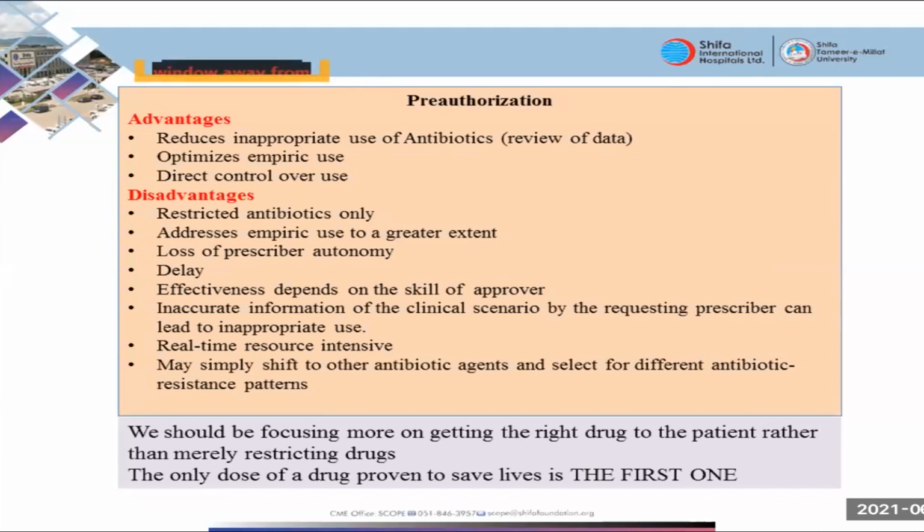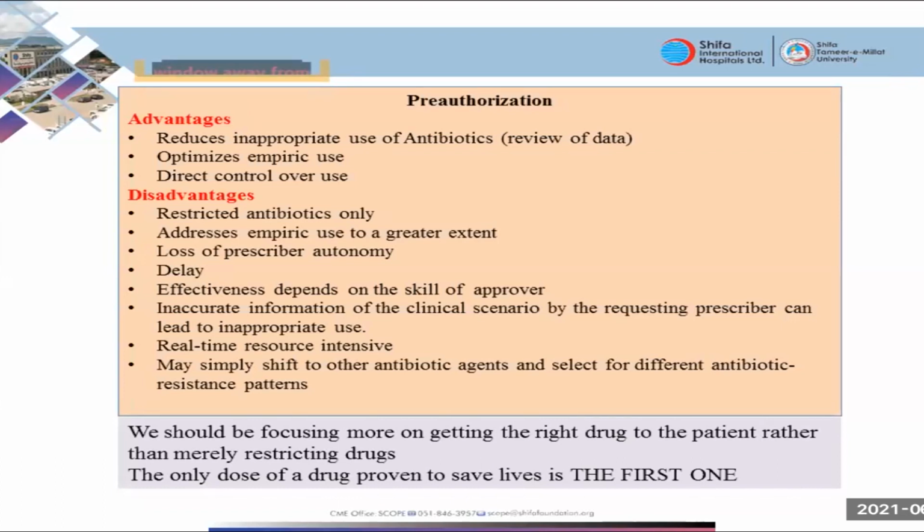the autonomy. However, it mainly targets the empiric use of antimicrobials to a greater extent, and that too of the restricted antibiotics. You cannot simply control or monitor the use of all the antimicrobials in a tertiary care setting. That would be time requiring and it wouldn't be possible. Also, it can cause delay in the dispensing that can sometimes be harmful.